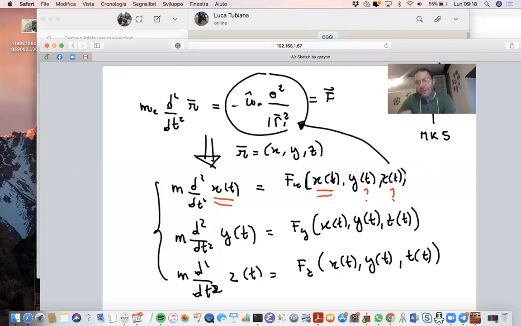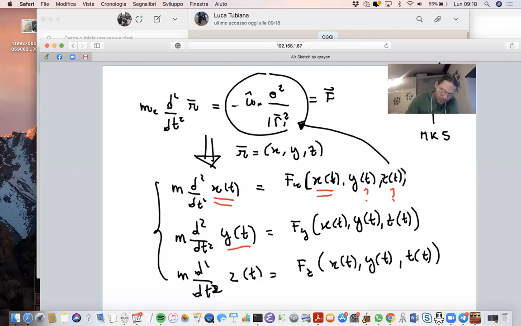because without y of t and z of t, you cannot solve this equation, let alone the difficulty of solving single differential equations, which are not particularly simple to solve. You don't even have the ingredients to solve it because you need to know the motion of the y and z component to be even able to write this equation.